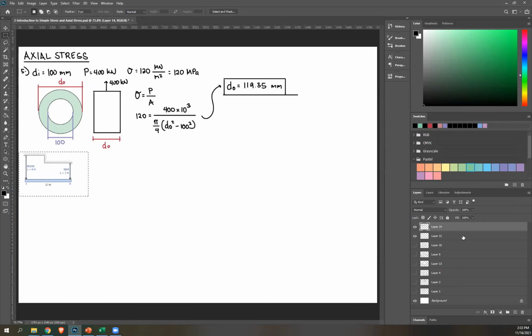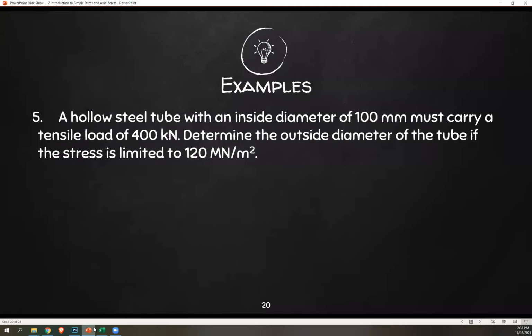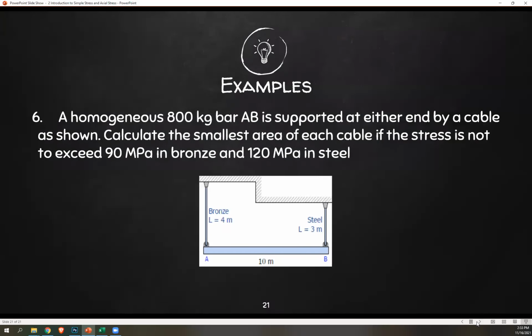Question number 6. A homogeneous 800 kilogram bar, AD, is supported at either end by a cable as shown. So you have your bar, cables. Calculate the smallest area of each cable if the stress is not to exceed 90 MPa in bronze and 120 MPa in steel. Okay, so we're basically looking for area.